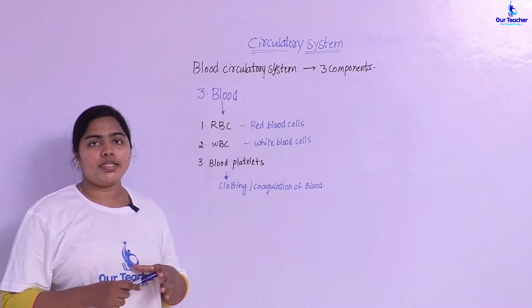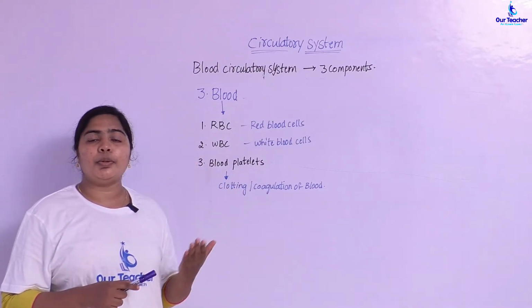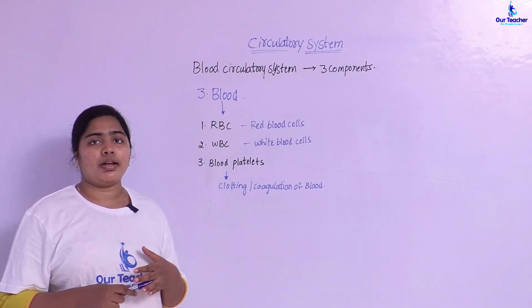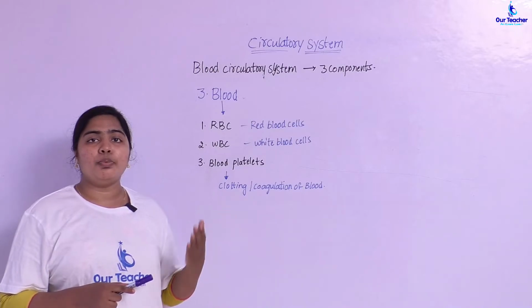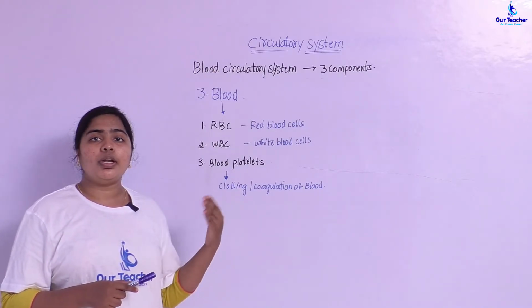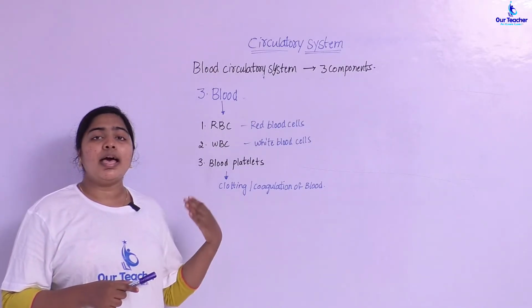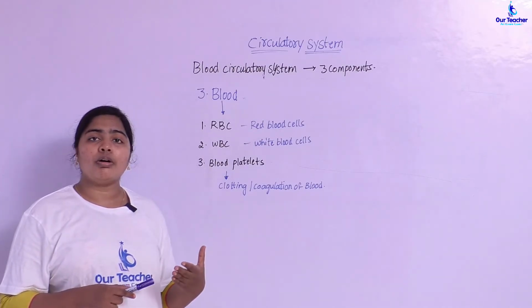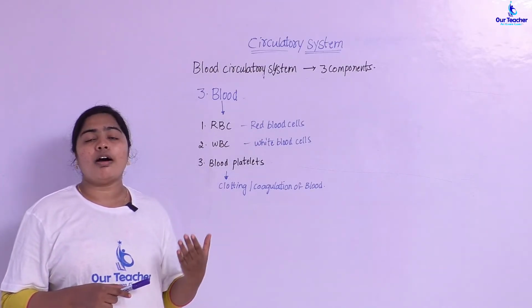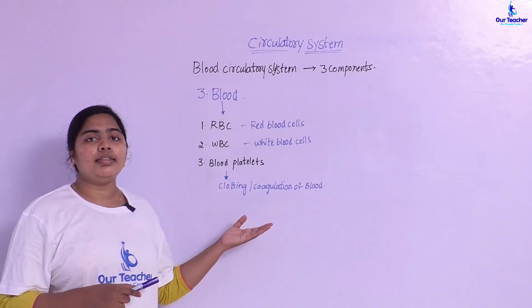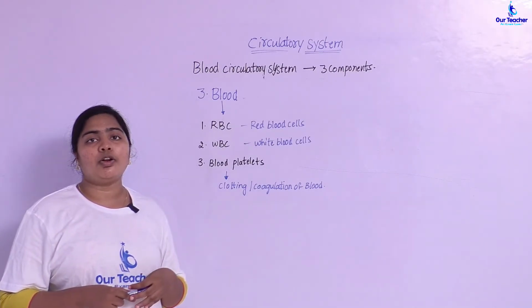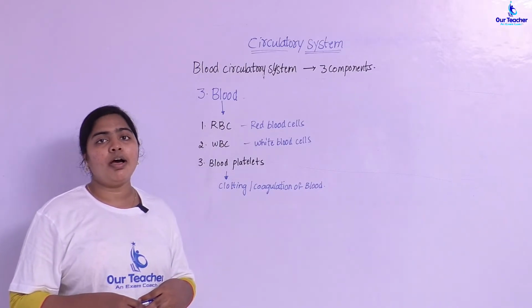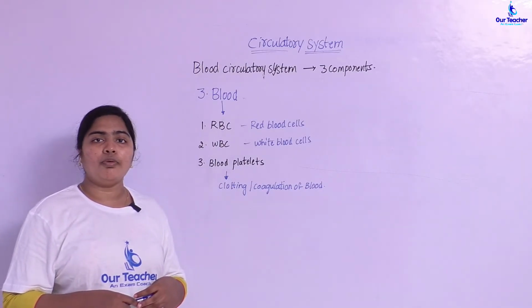When we see RBC, it is usually red in color due to the pigment hemoglobin. In WBC, usually WBC boosts our immunity and also produces antibodies against microorganisms which may cause harmful diseases to the human body. And the third one is blood platelets. Blood platelets are mainly meant for the clotting or coagulation of blood when we are injured or wounded.